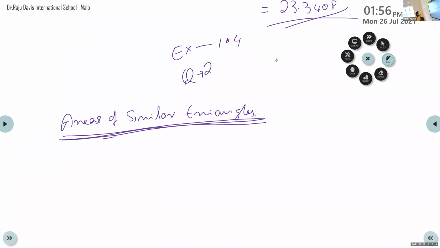Now the proof you need not study, only the statement and the problems based on that. All of you write that theorem, theorem 6.6, and draw those figures A, B, C.